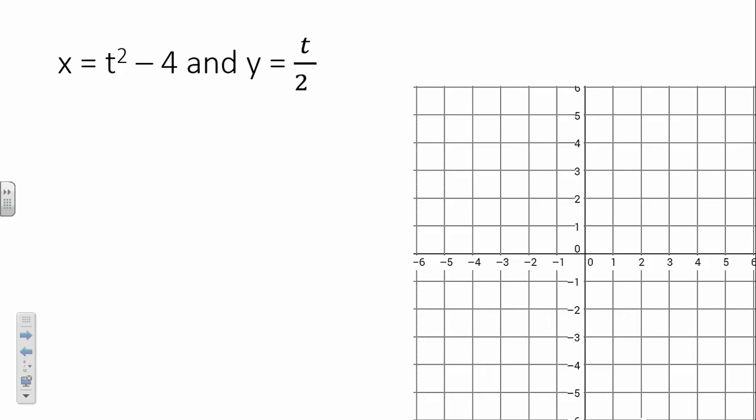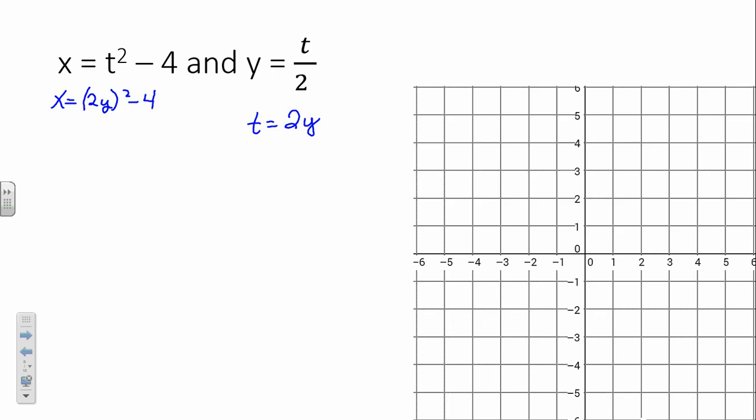So if we have x equals t squared minus 4, and y equals t over 2, ask yourself which one is probably the easiest one to solve for t. The y, right? Because it has a t divided by 2, so if we solve this for t, t becomes 2y. Okay? So now that we have one of the equations solved for t, we substitute the t back in to get an equation with just x's and y's. So we'll have x equals 2y squared minus 4.